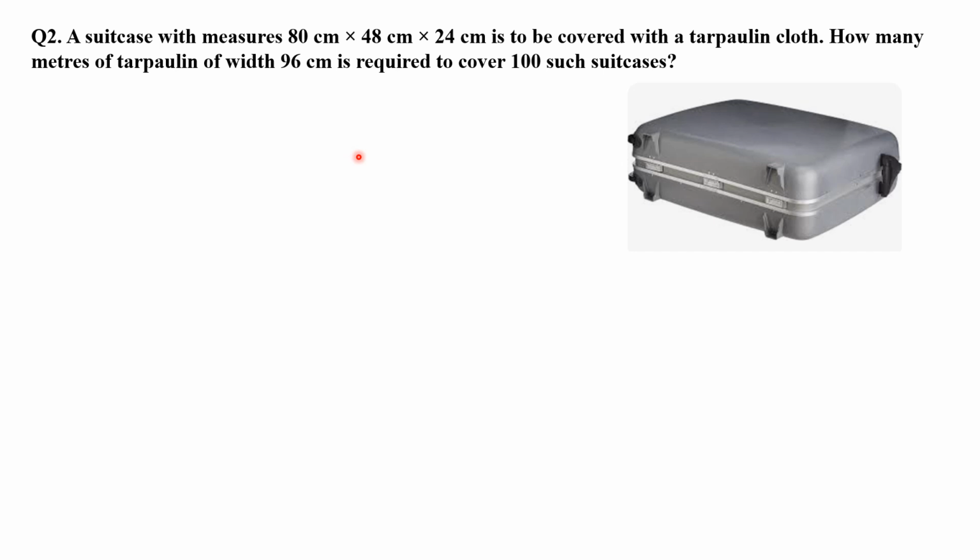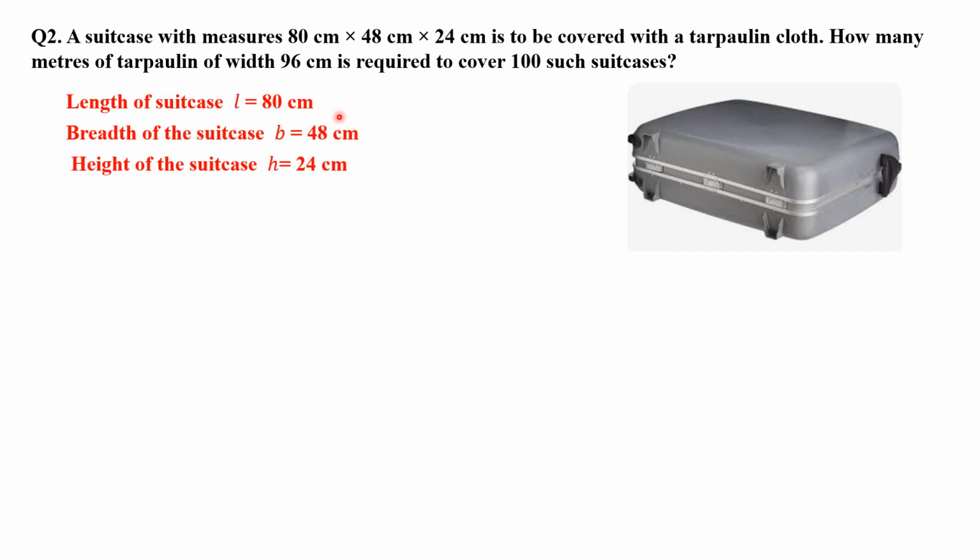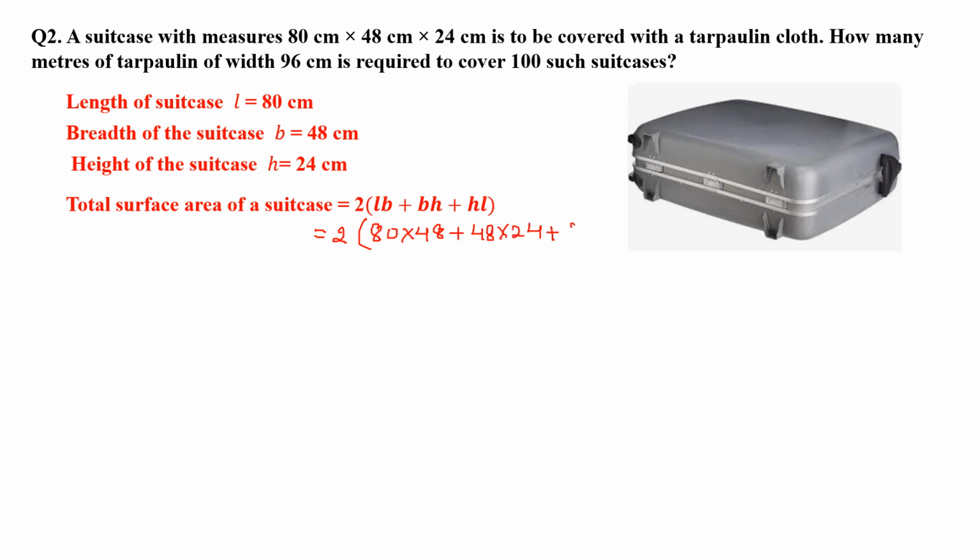So let's see what and all information is given in the question. So length of the suitcase is given as 80 centimeter, breadth is 48 and height is 24. So let's find the total surface area. And as it is in the shape of a cuboid, so for total surface area of the suitcase, you have to use the total surface area of cuboid formula. And from here, if you solve it, it will be 2 into length is 80, so 80 into 48 plus 48 into 24 and plus 24 into 80.